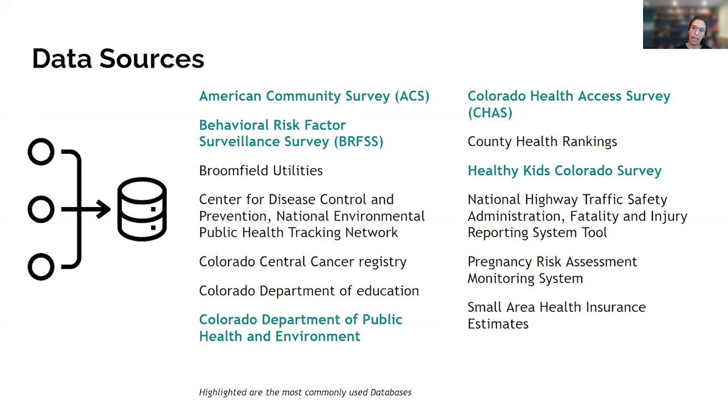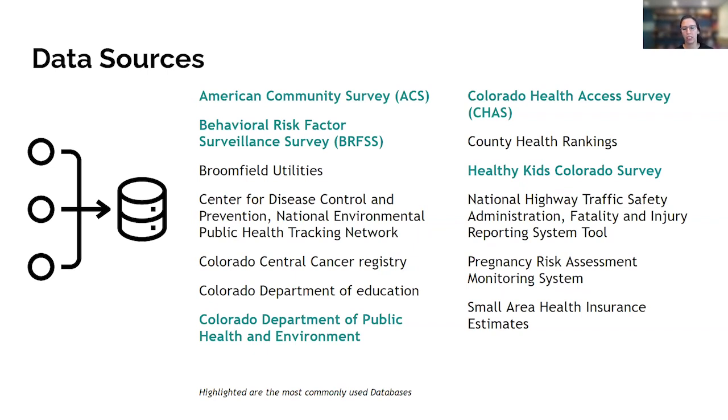Okay, now that we've discussed how our data is organized and what the logic of this organization is, let's talk about where this data comes from. As you can see, we have gathered data from a wide variety of sources. Highlighted are the most commonly used databases we use. These are the American Community Survey, ACS. The ACS provides data on factors like income, education, housing that influence the health behaviors. Understanding these social determinants helps us to contextualize behaviors like exercise, diet, and healthcare access.